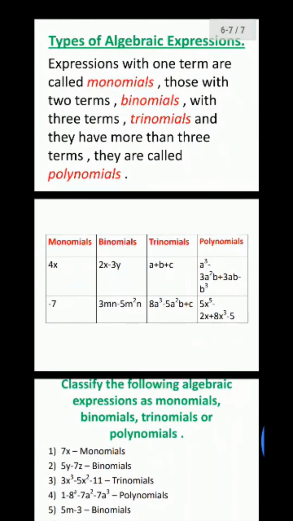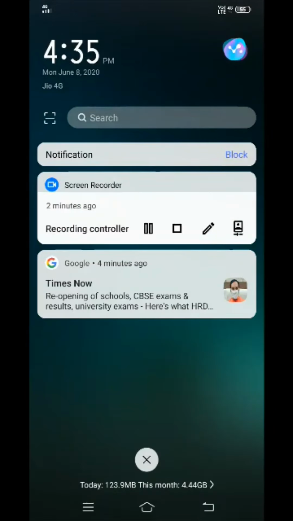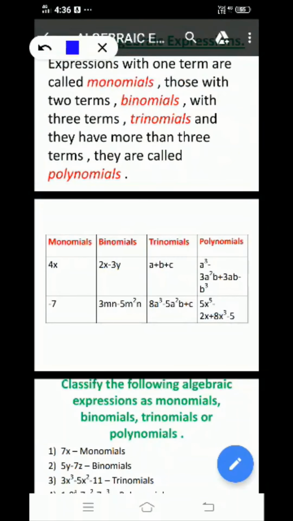Okay, next topic is types of algebraic expression. An expression with one term is called a monomial. If the algebraic expression contains two terms, then it is called a binomial. If it contains three terms, it is a trinomial, and if it has more than three terms, it is called a polynomial. These are the types of algebraic expression. Now one by one I will explain.